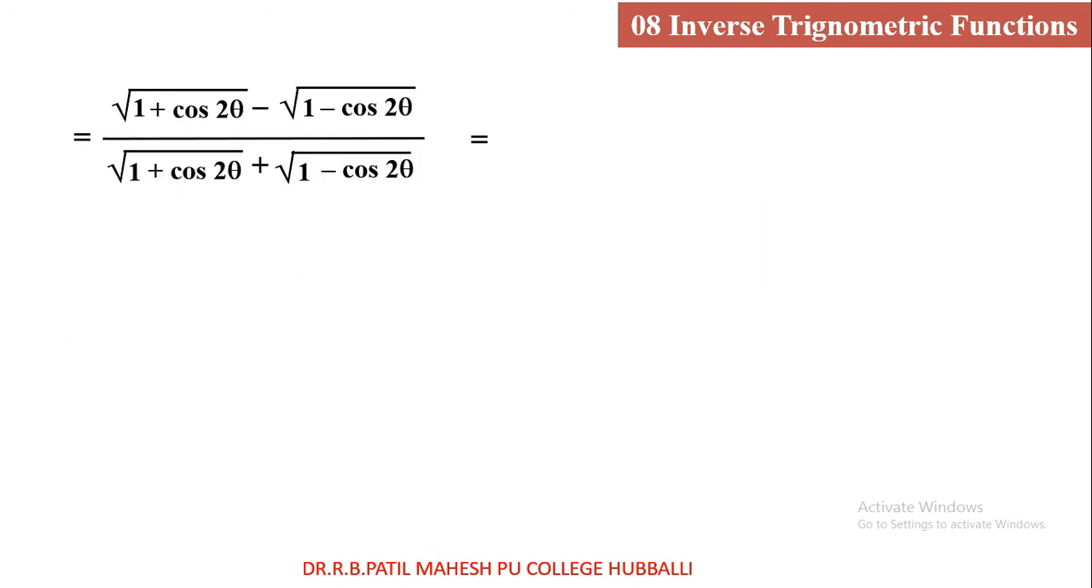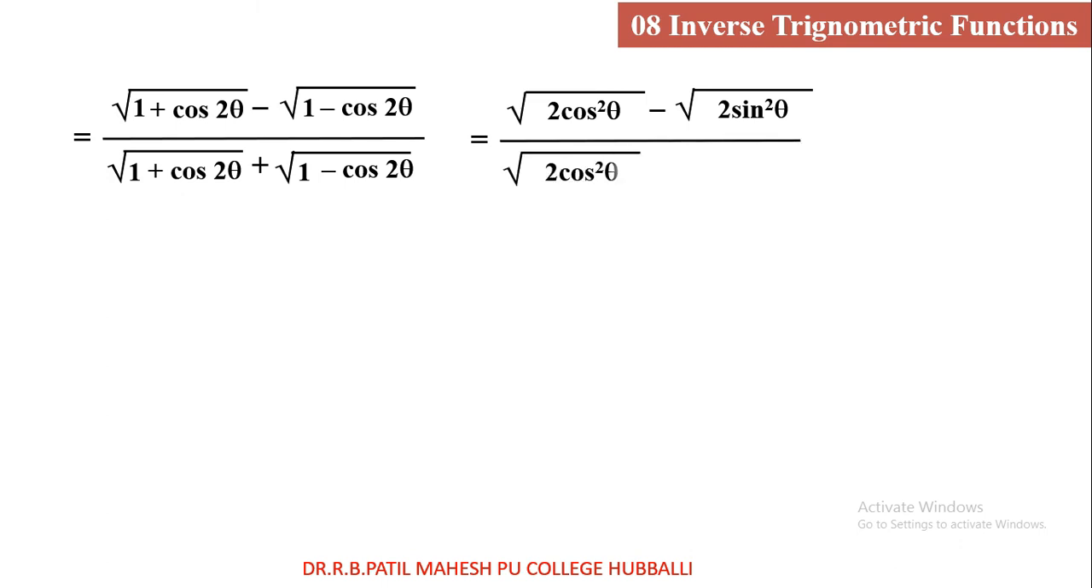So by the formula, 1 plus cos 2 theta is 2 cos square theta, and 1 minus cos 2 theta is 2 sin square theta. In the denominator it is the same, 2 cos square theta plus 2 sin square theta. Simplification: root 2 common, so root 2 cos theta. Here root 2 I will take outside, but root and square will get cancelled. Like this I will solve.